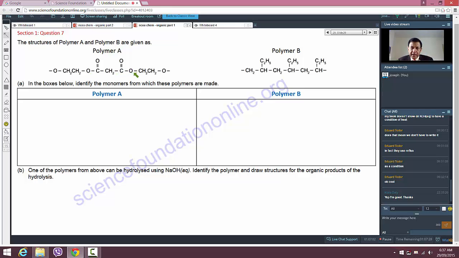That sort of polymerization, when you get a small molecule like water or ammonia or a hydrogen chloride ejected, that's called a condensation polymerization.